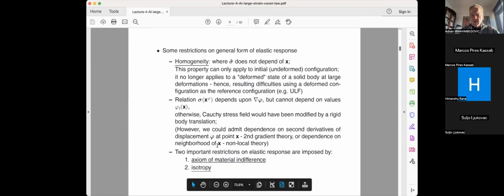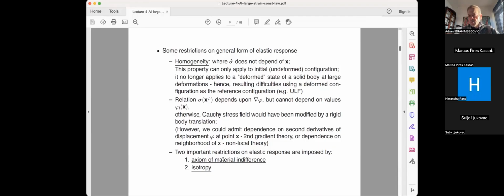Now, there are two more restrictions that I want to impose. I can talk about something called the axiom of material indifference, and I can also talk about isotropy. Isotropy is easy. Isotropy means that you simply get the same behavior no matter what the orientation of the line is along which you describe the behavior. Recall that in the linear elasticity small deformation setting, that simply amounted to taking two parameters for characterizing linear elastic response, in terms of Young's modulus and also Poisson's ratio.